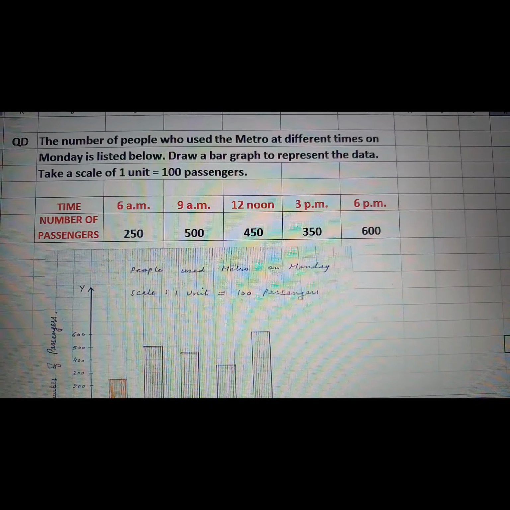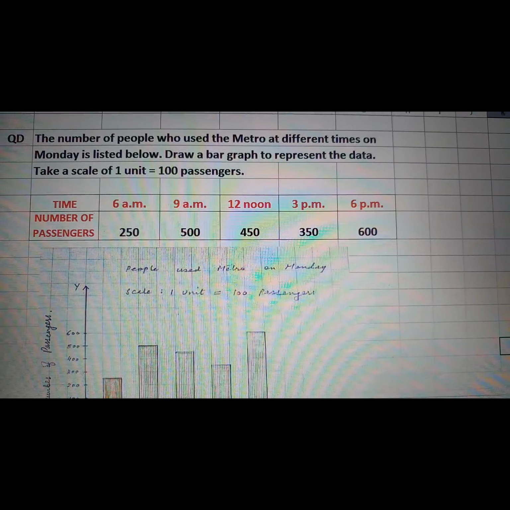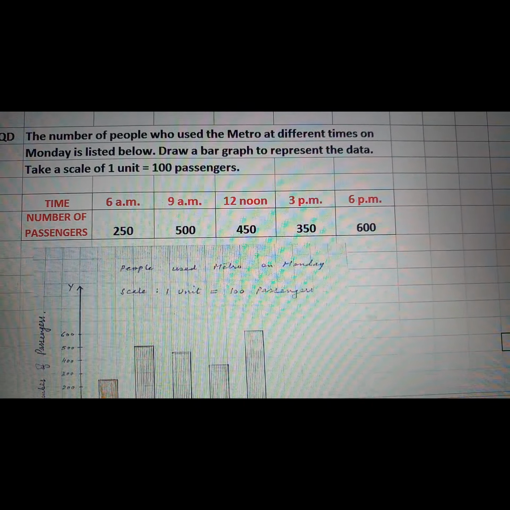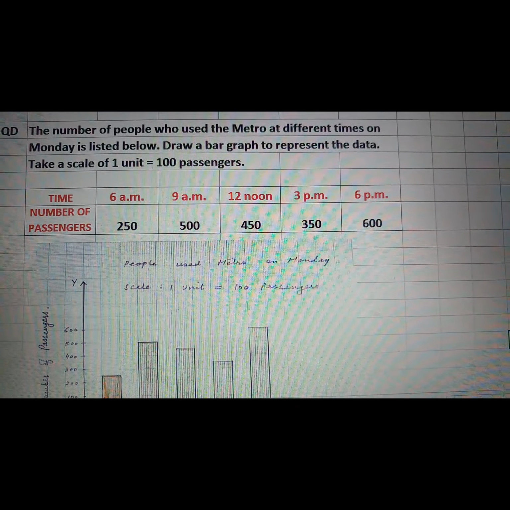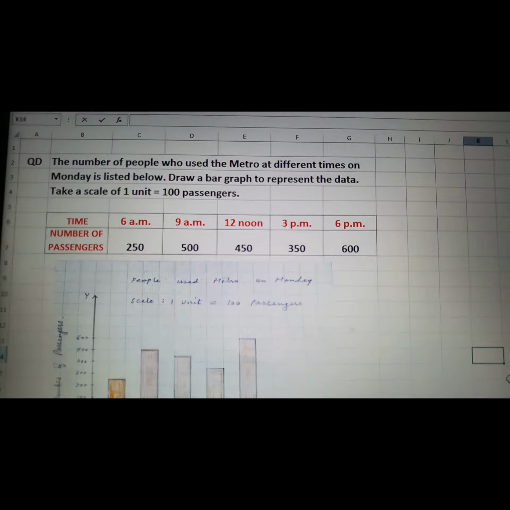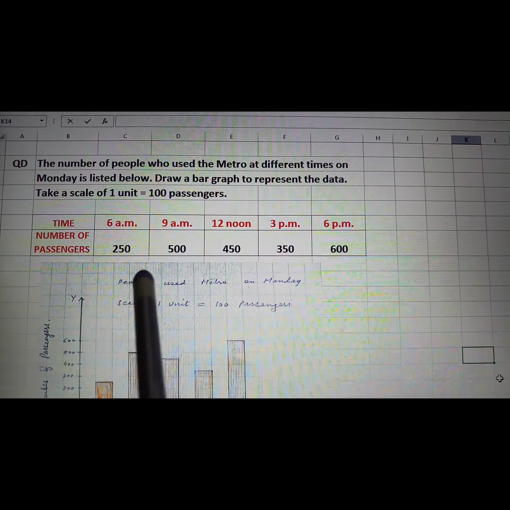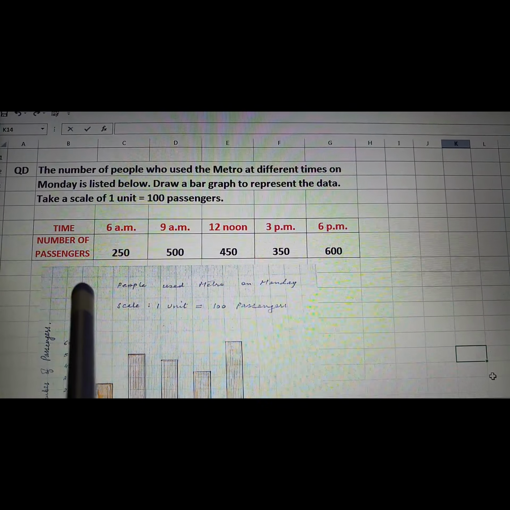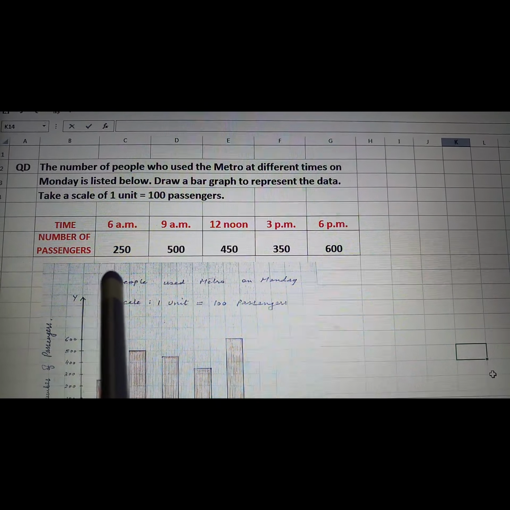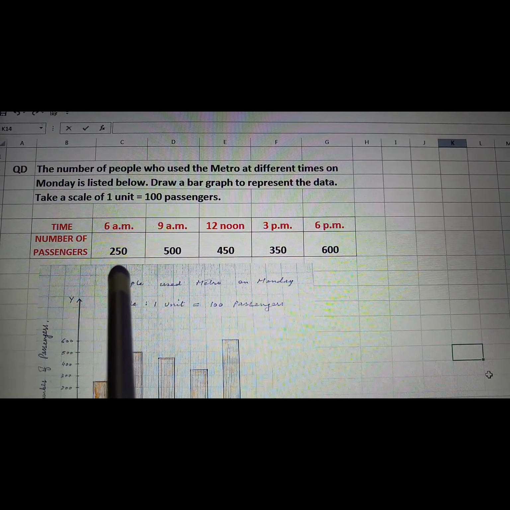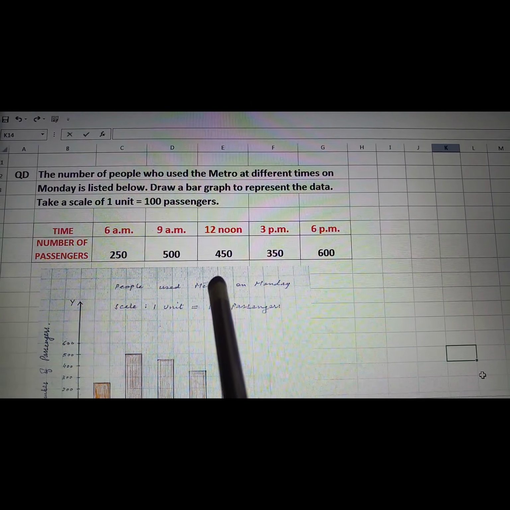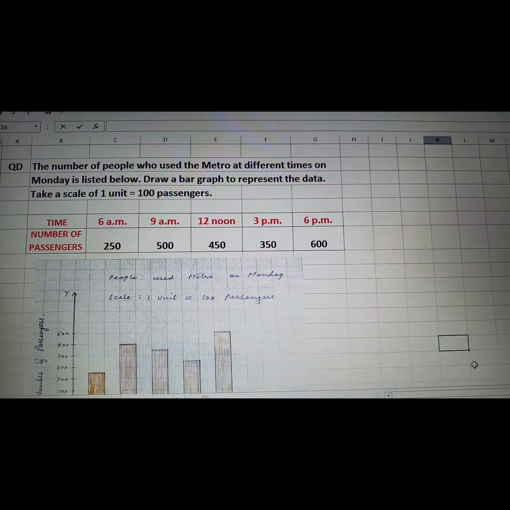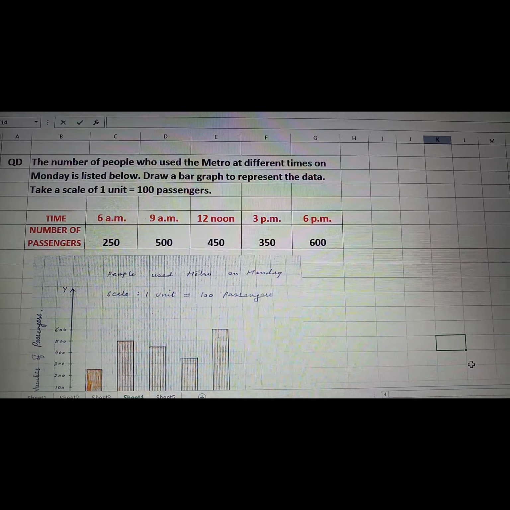Question D: The number of people who use the metro at different times on Monday is listed below. Draw a bar graph to represent the data. Take a scale of 1 unit equal to 100 passengers. Now the times are 6 am, 9 am, 12 noon, 3 pm and 6 pm. And the number of passengers who used the metro at 6 am is 250, then 500, 450, 350 and 600. Now draw a bar graph using the above data.